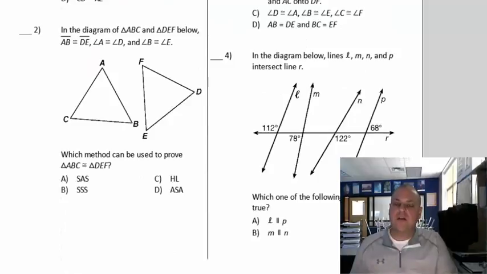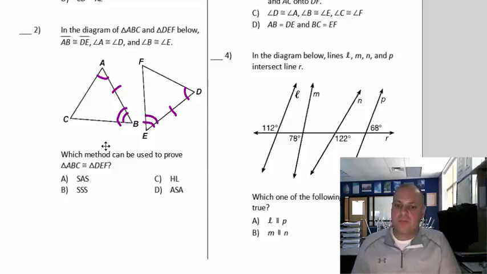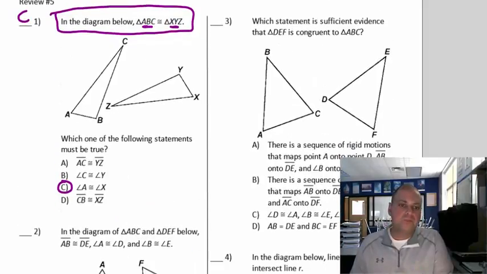Number 2. In the diagram, AB is congruent to DE, and angle A is congruent to angle D, and angle B is congruent to angle E. So which method can be used to prove? Well, simply angle side angle. Okay, so there it is. Boom. That's pretty easy, right?